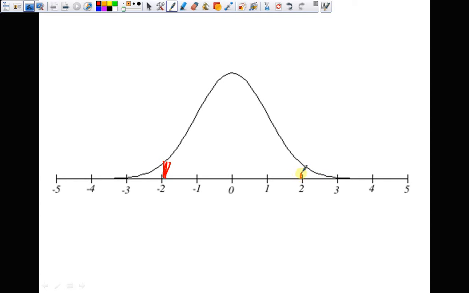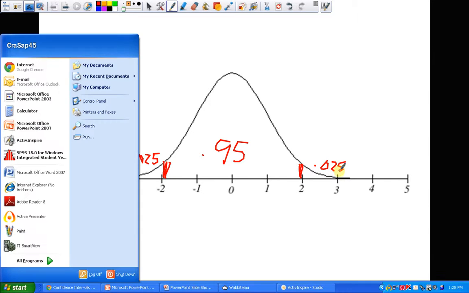The middle 95% is slightly below or inside of 2 standard deviations, and I'll show you how I know that. So right now, let's say we're looking for the middle 95% in the confidence interval. That leaves me with 5% in the 2 tails, that leaves me with 0.025 here and 0.025 here.